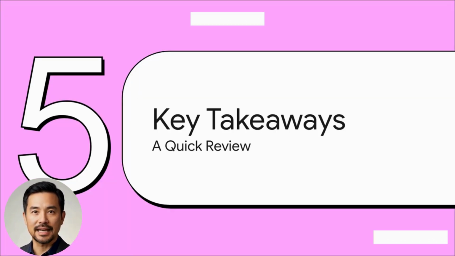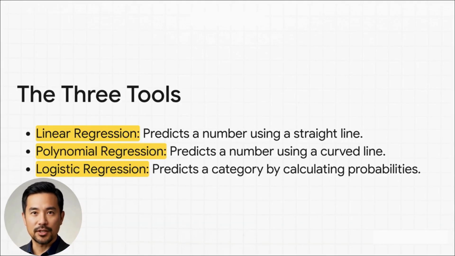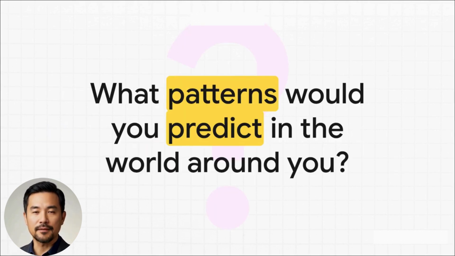All right, that was a lot of information, I know. So let's pause and do a quick recap of the most important things we've learned. So, here are our three main tools. You got linear regression. That's for predicting a number using a straight line. Then you got polynomial regression. That's for predicting a number, but with a curved line for more complex data. And finally, logistic regression. This one's the odd one out. It doesn't predict a number at all. It predicts a category by using probabilities. Got it?